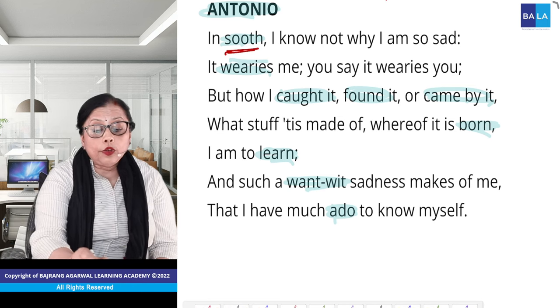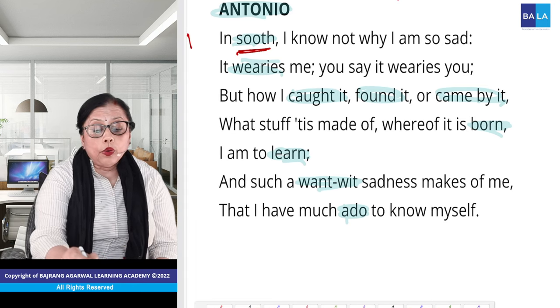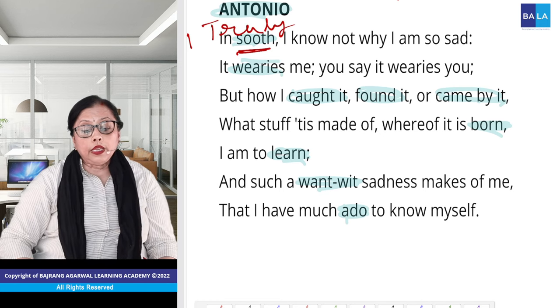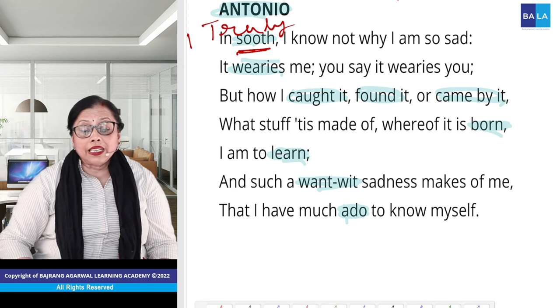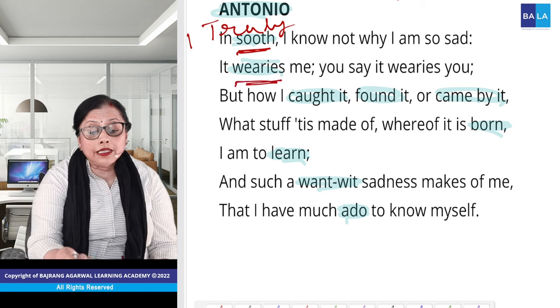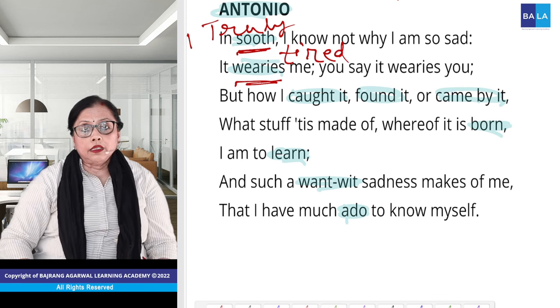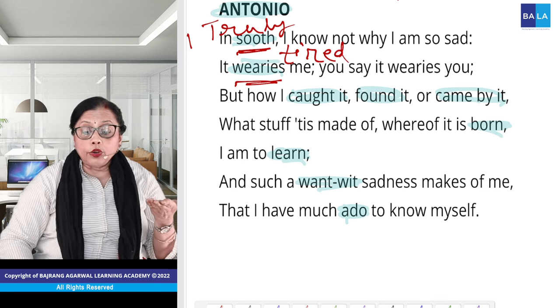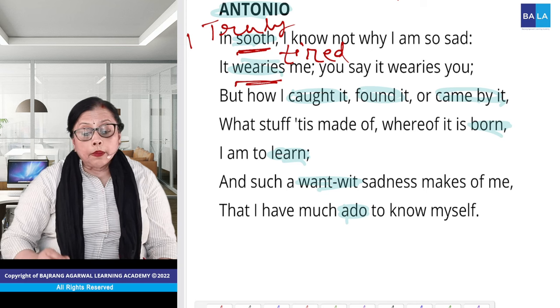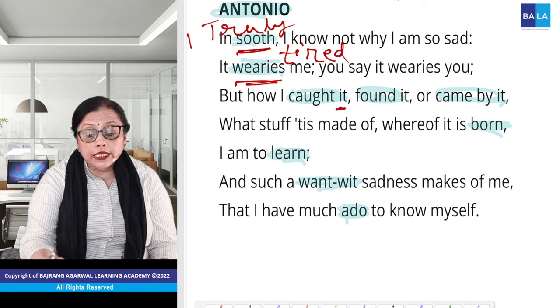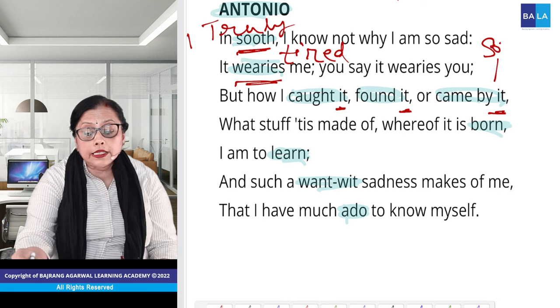These are the words, particularly in this particular speech of Antonio. In sooth means truly, believe me, I really don't know why I am so sad. But this sorrow makes me feel very tired. It wearies me. He's telling his friends, Salarino and Solanio, that it makes you tired too. But how I caught it, found it, came by it.